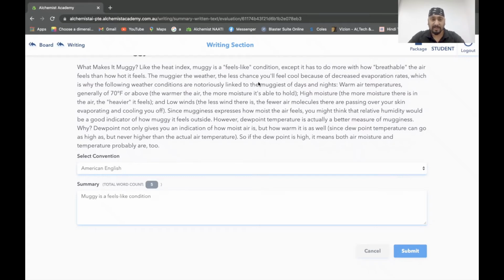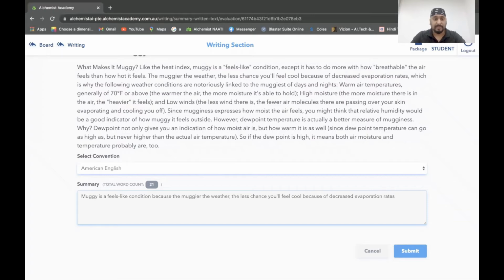Why is it like a feels like condition? If you read the next sentence, this is the explanation. So let's say I just write: because the muggier the weather, the less chance you'll feel cool. That feels cool because of decreased evaporation rates. Okay, because of the decreased evaporation rate.